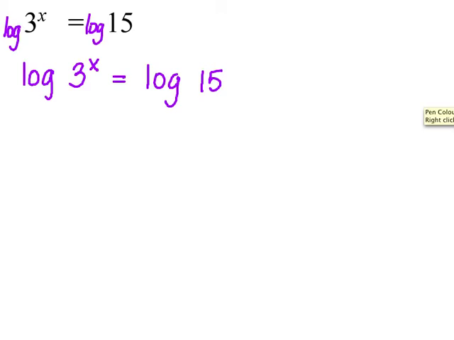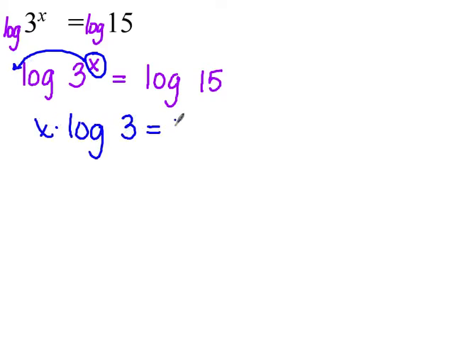What do I do now? What do I do now first? I bring down the x first. So I really have x times log 3 equals log 15. Now some of you might be doing this on the first step. You can bring that x down as well, and that's fine. So really, now I'm going to divide by log of 3, and what does x equal?